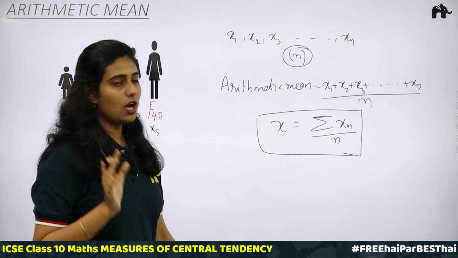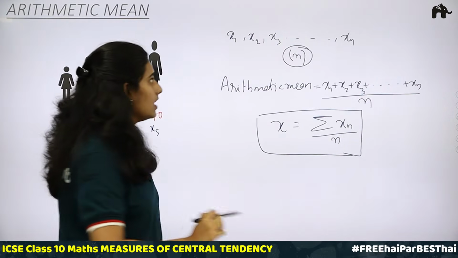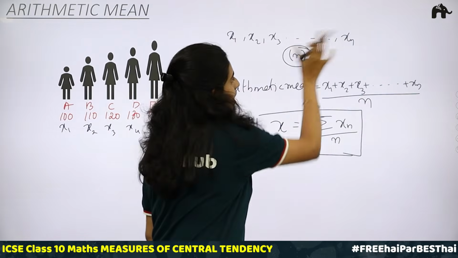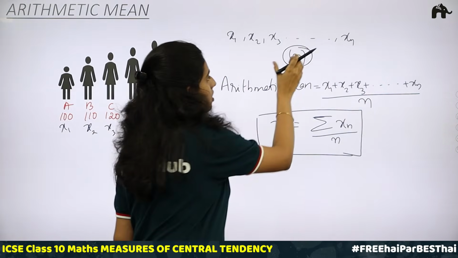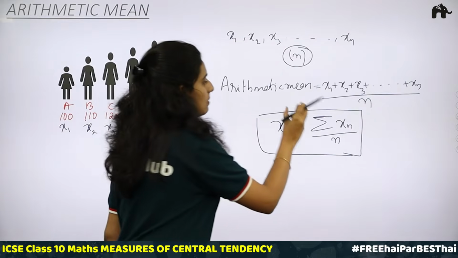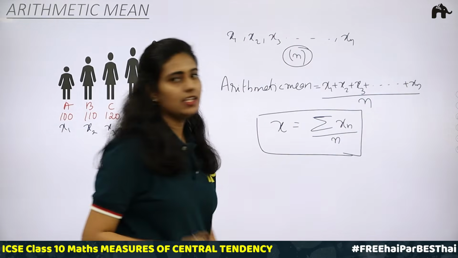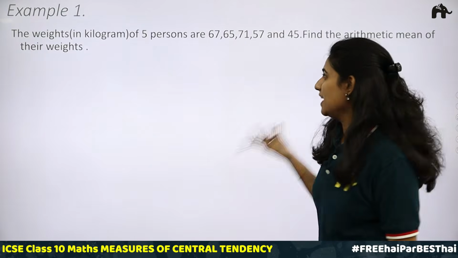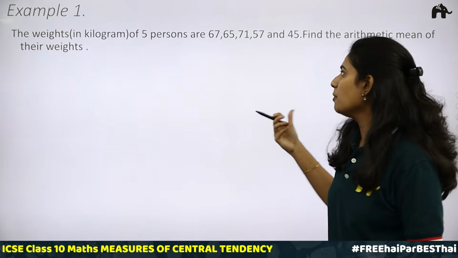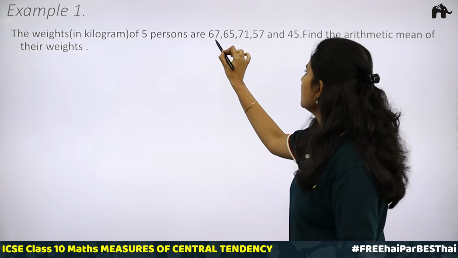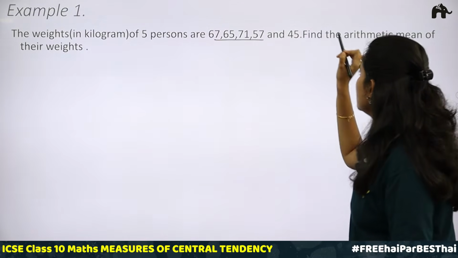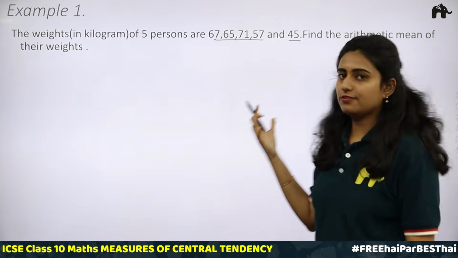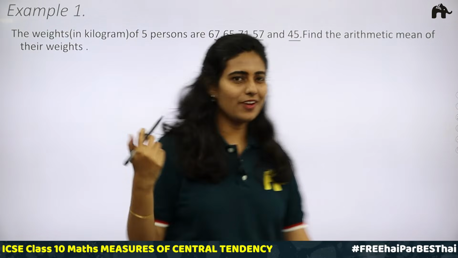Okay, so understood how to find arithmetic mean? Here, these are the values x1, x2, etc. up to xn are the values and n is the total number. Okay, then summation xn divided by n gives us the arithmetic mean. Okay, let us take a simple example. The weights in kilogram of 5 persons are 67, 65, 71, 57 and 45. Find the arithmetic mean of their weight. Easy, right? How to find?